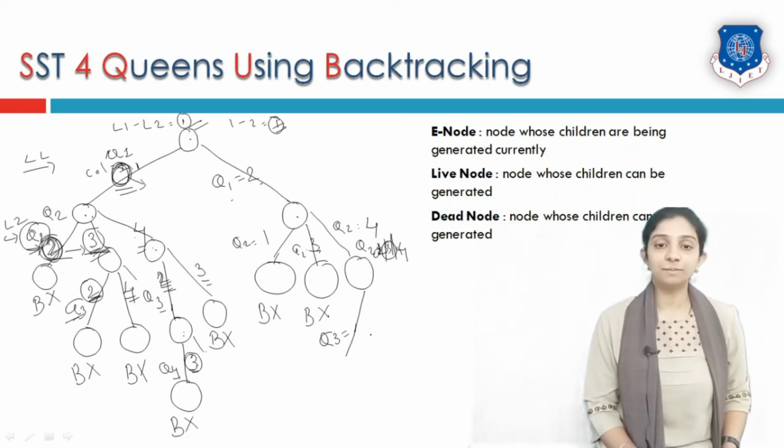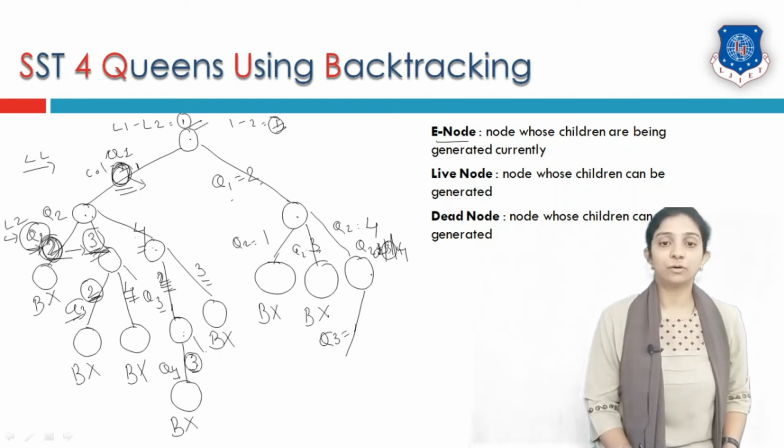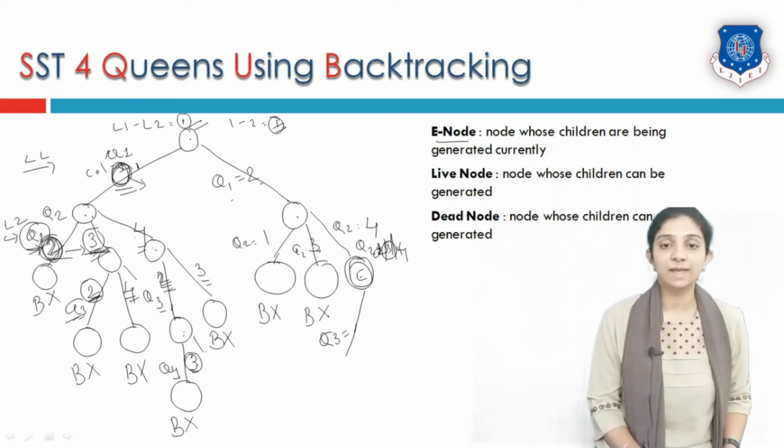But before we complete this tree, now look at this terminology. E node. An E node is a node whose children are being generated, or whose child is getting generated. So out of all these nodes, the node whose children are being generated right now is this particular node. I will call this node currently my E node.